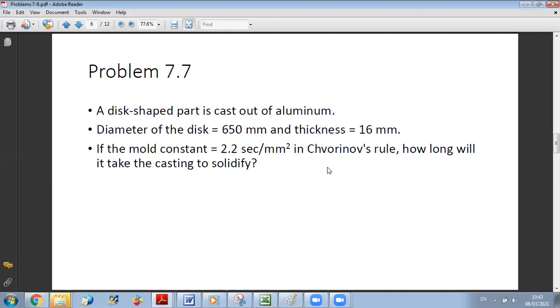Anyways, the disc you can cast with a closed mold or an open mold. For an open mold, maybe the formula will be different because you will have one face interacting with the ambient conditions. So this will complicate the heat transfer a little bit. But since they didn't mention anything, you can consider it's a closed mold and perform your calculation.